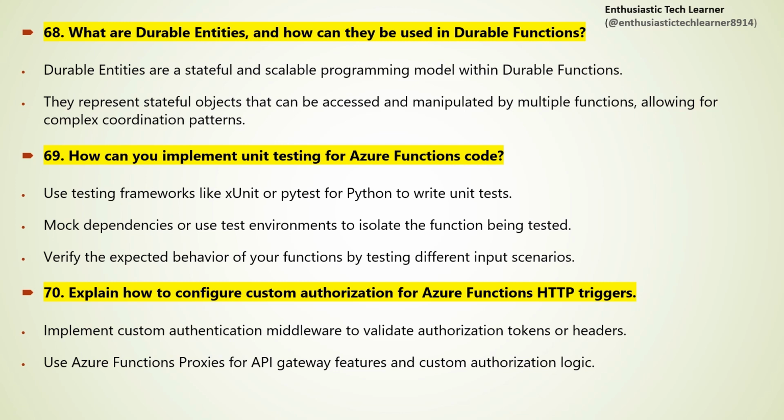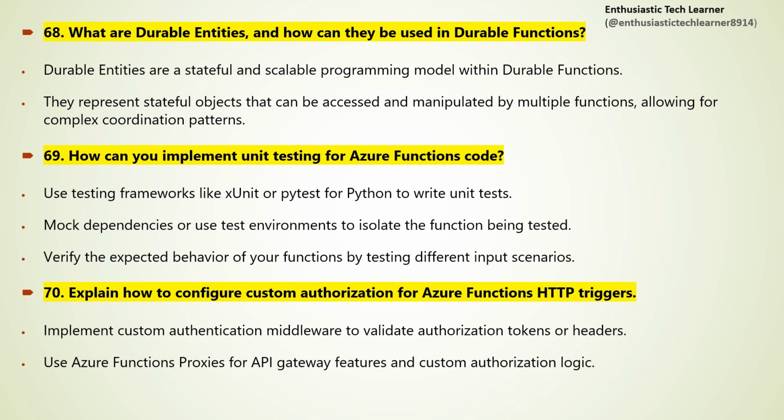How can you implement unit testing for Azure Functions code? Use testing frameworks like xUnit, or pytest for Python, to write unit tests. Mock dependencies or use test environments to isolate the function being tested. Verify the expected behavior of your functions by testing different input scenarios.